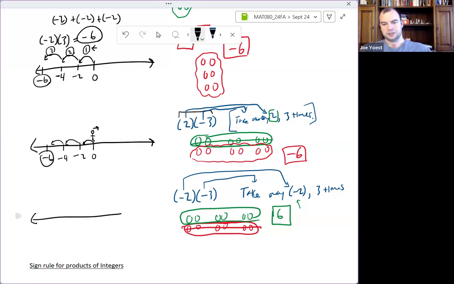Or in the number line, this is a little bit like saying, well, I want to take away -2, so I want to face to the left, but I want to take away, so I want to move backwards. I want to face to the left and then move backwards 2 units 3 times, bringing me to +6.